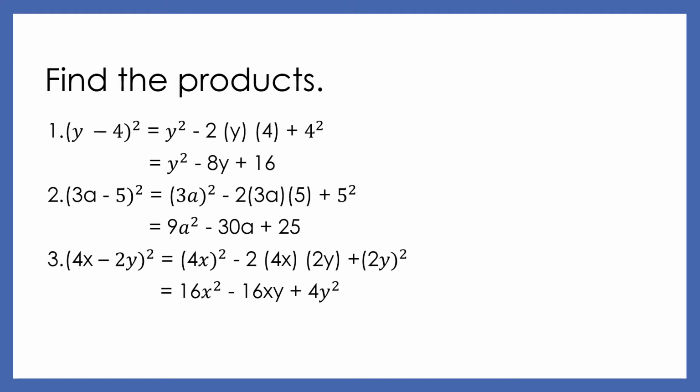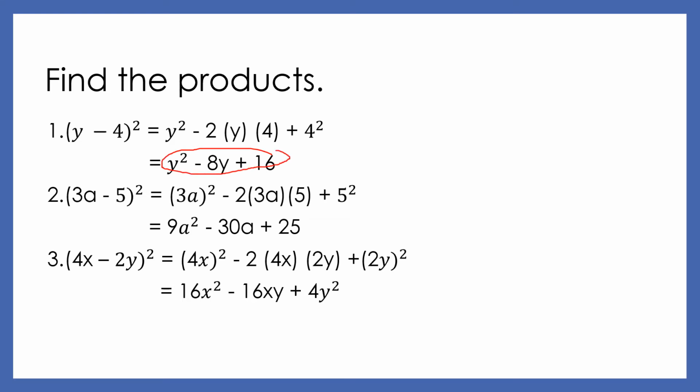Let's take some examples. Find the products. Number 1, quantity (y - 4) squared is equal to, let's square the first term, that's y squared, and then minus 2 times y times 4, and then plus the square of the last term, 4 squared. So the final answer is y squared, 2 times 4 is 8 times y, minus 8y plus 16. So this is the final answer.